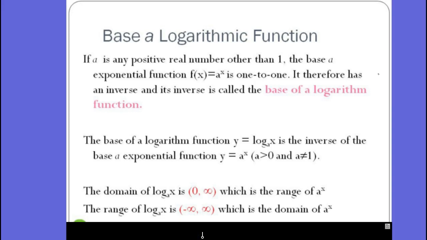So, much like what we talked about before, the domain of log base a of x is 0 to infinity. Yesterday we said the domain of y equals a to the x was all reals. Well, guess what the range of log base a of x is? It's all reals. They flip. Their properties flip.